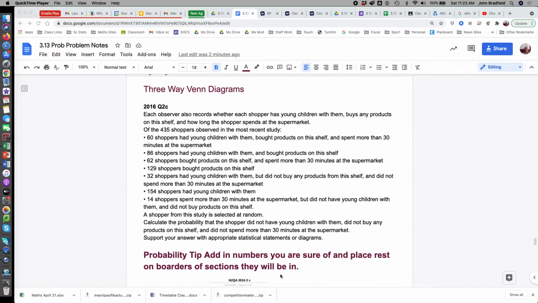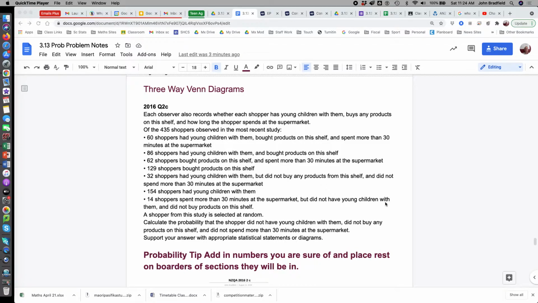We're working out of 435 of all things. And we've got conditions about shoppers: whether or not they've got young children with them, whether they bought products off this particular shelf, and whether they spent more than 30 minutes at the supermarket. So there's three issues on the go.